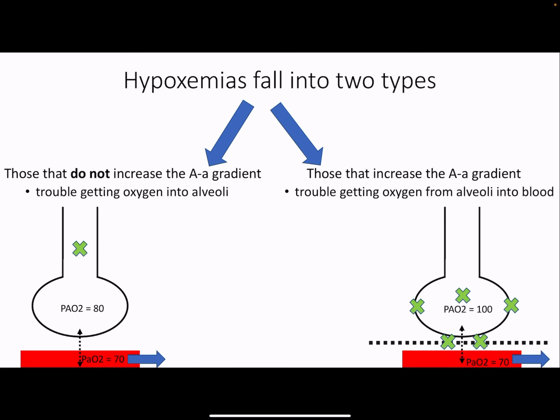And hypoxemias fall into 2 types. Those that do not increase the AA gradient. So here the idea is that we have trouble getting oxygen into the alveoli, so there's a barrier sort of here. Or those that do increase the AA gradient. So here we can get oxygen in fine. It's for the most part getting oxygen into the blood, which is the issue. And there can be a couple of different reasons for that.